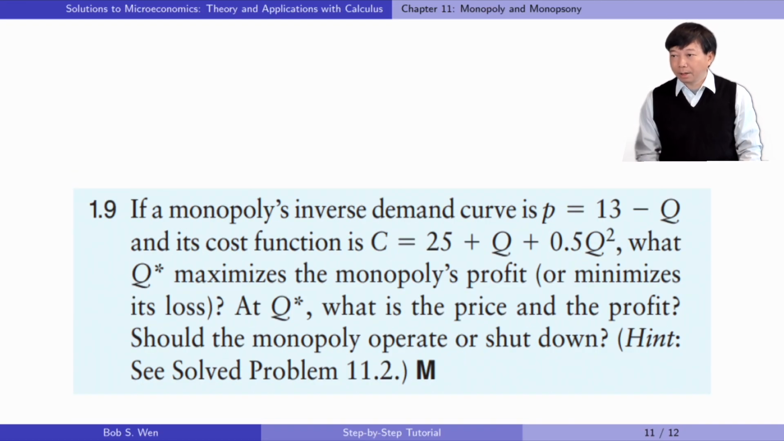Let's go to exercise 1.9. If a monopoly's inverse demand and cost functions are as follows, what Q star maximizes the monopoly's profit? At Q star, what is the price and the profit? Should the monopoly operate or shut down?